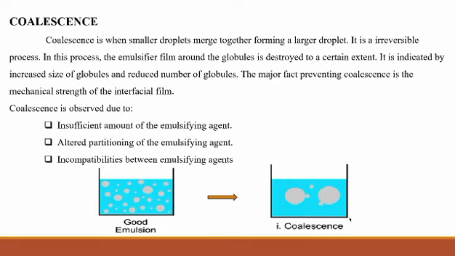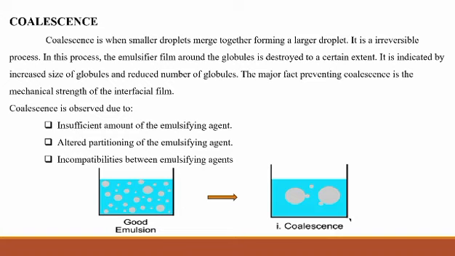We can easily identify this by evaluation techniques, such as counting the globules or checking the size and the number of globules. This can be prevented by increasing the mechanical strength of the interfacial films. So we can prevent this by adding an emulsifying agent with higher mechanical strength.